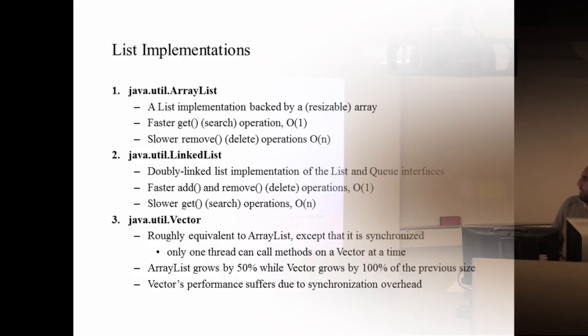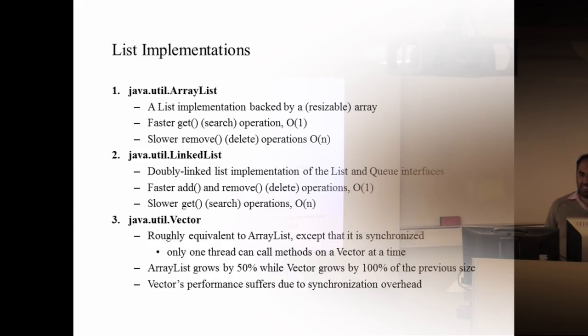And another difference is that ArrayList grows by 50%. So if the initial size of the array was 100, and you are adding a new element, it will have to resize, so it will add 50 more elements to it. But on the other hand, if you have a vector and you want to resize it, it will grow by 100%. So if it was 100, then it will grow by 100. So that's some of the difference in performance. And because of synchronization, the performance of vector is normally lower than that of ArrayList.